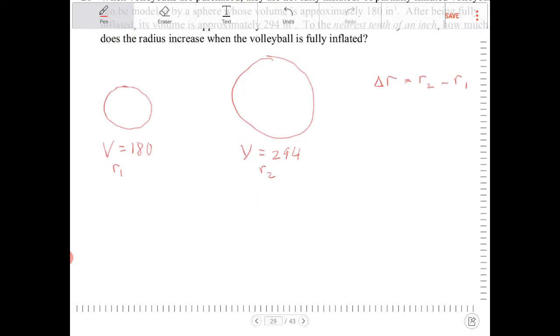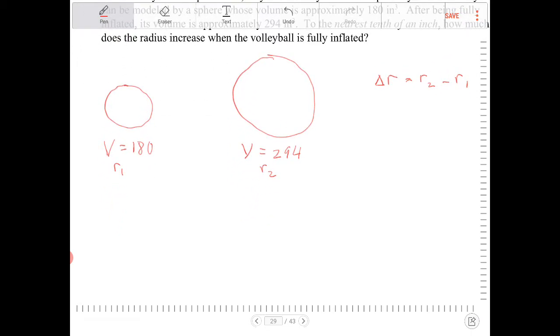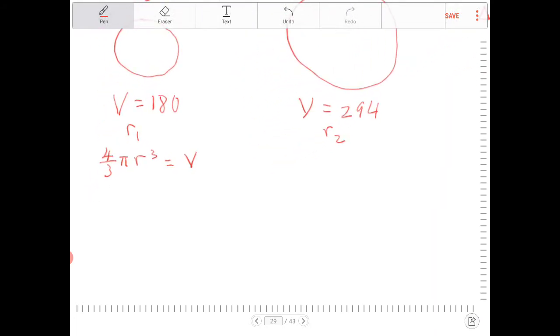The volume for a sphere can be found by taking 4/3 pi r cubed. Since we know the volume and we don't know the radius, we only have one unknown in this equation. So we can say 4/3 pi times r cubed is equal to V. I'm going to isolate r first, so that when I come up with this equation, I can then apply it for both situations here.